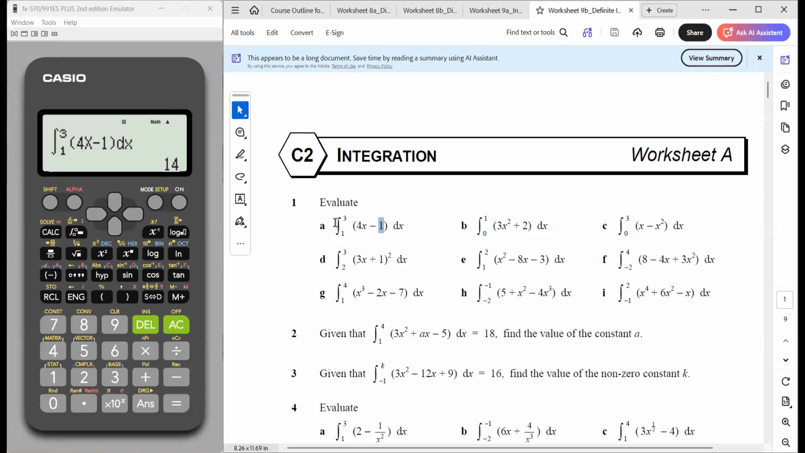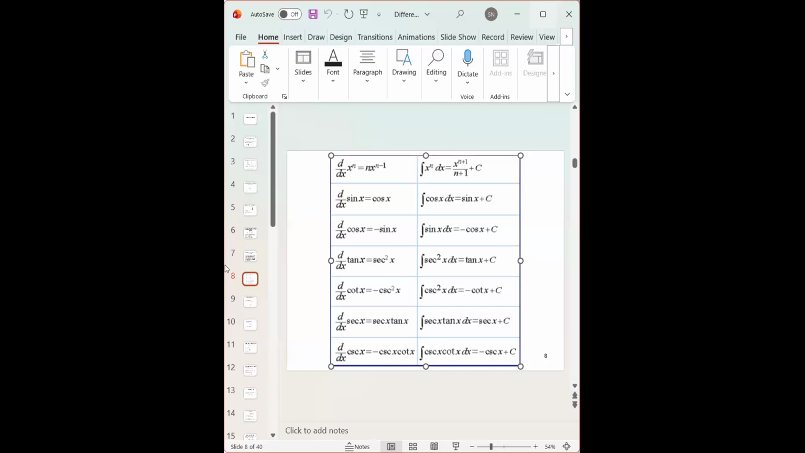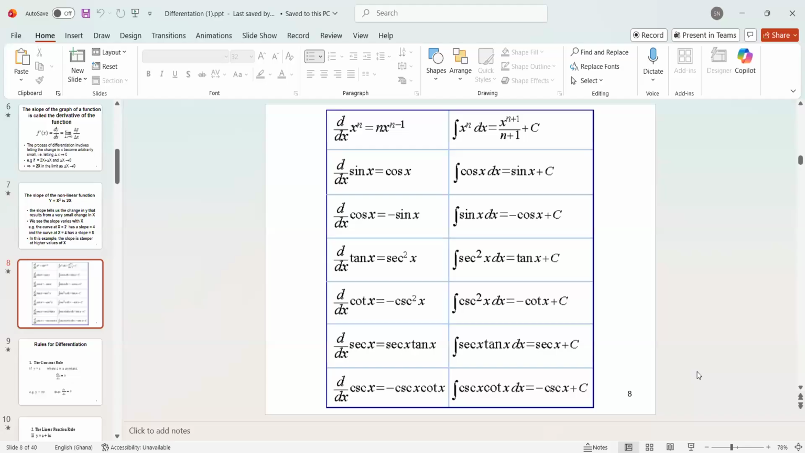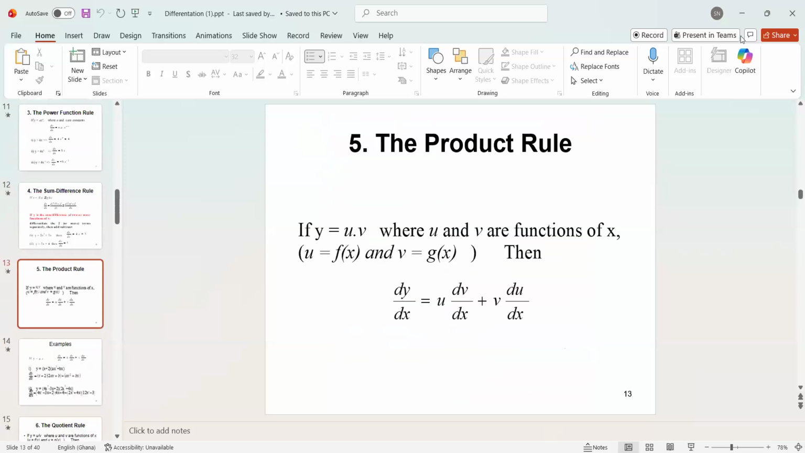Yes, please. We should do it manually. Yes, sir. Okay, so let's go back to the Excel. The question was 4x minus 1.